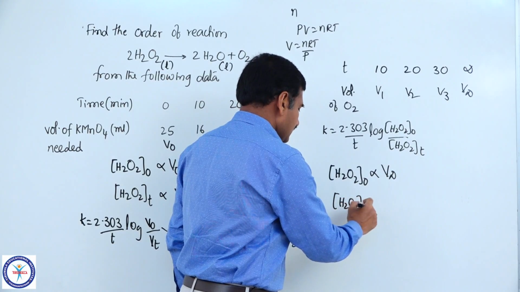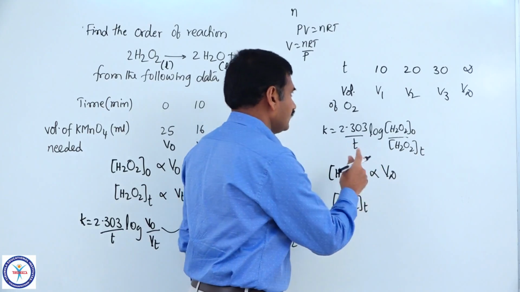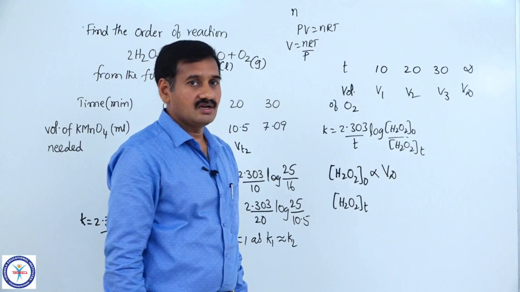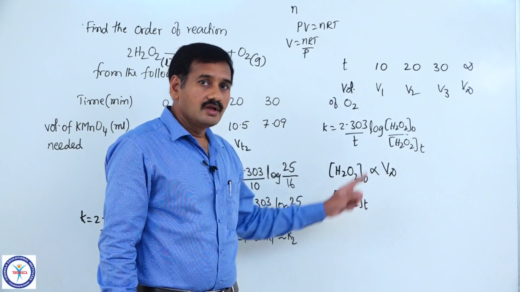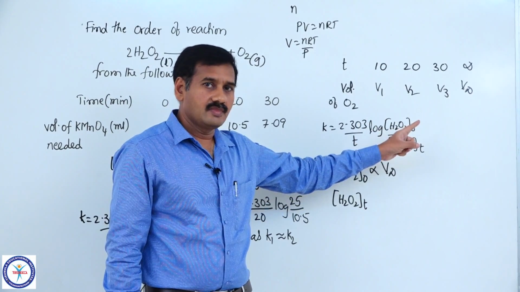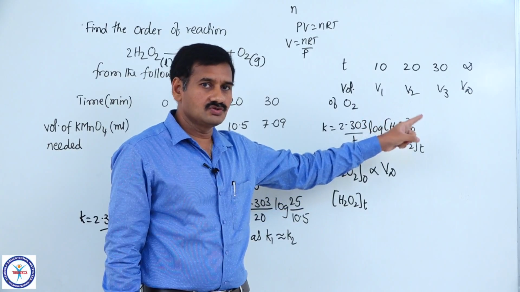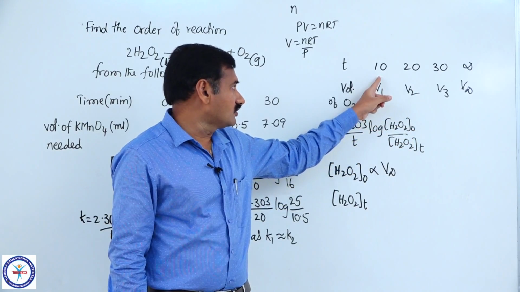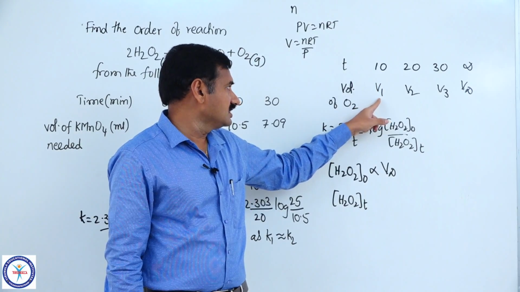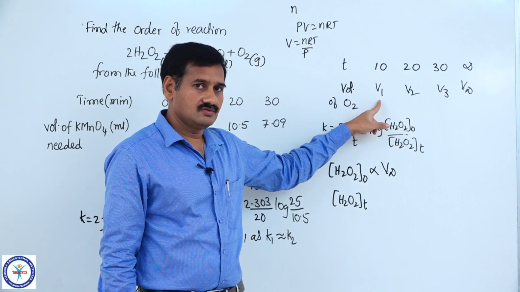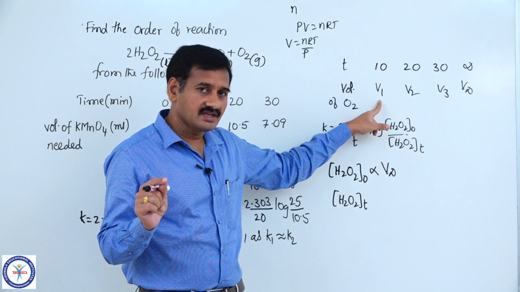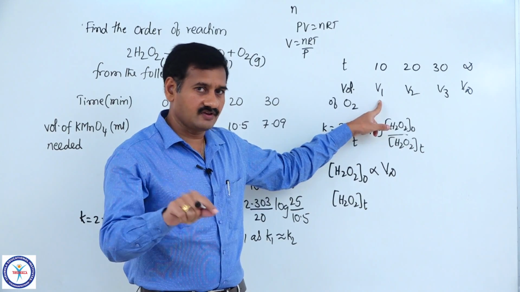Then what is the concentration of hydrogen peroxide at time t equal to 10 minutes? That is proportional to what? Think and tell me. At infinity time, all the H2O2 is dissociated. At time t equal to 10 minutes, V1 is the volume of oxygen produced. You have to find out the concentration of hydrogen peroxide left now.